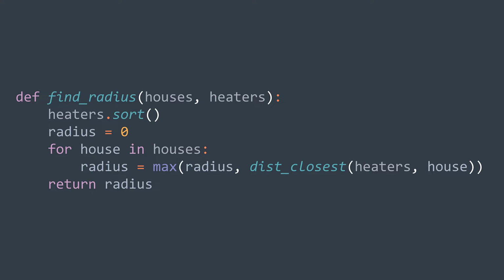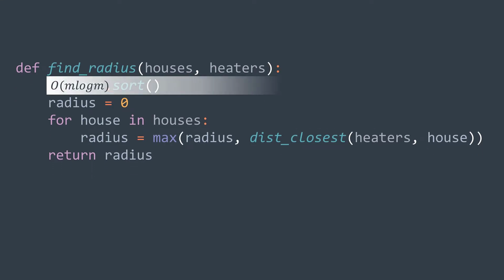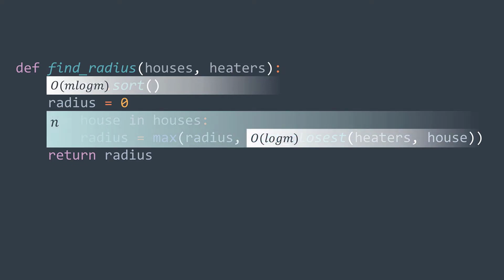It's true that sorting an array costs time, but it will give us the ability to search in O of log m time only by using binary search, instead of O of m with linear search. For the time complexity, we have O of m log m to sort the heaters, then for the loop, we're traversing n houses, while applying binary search on the array of heaters, which costs O of log m.